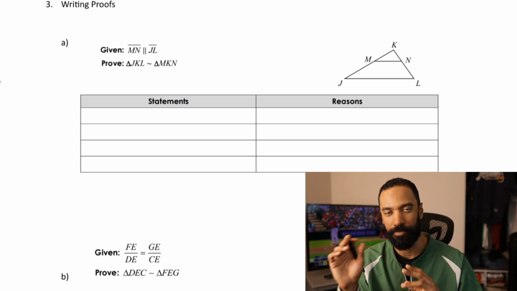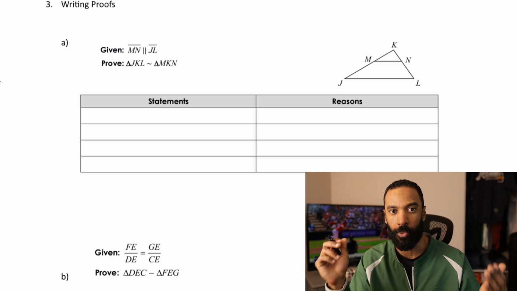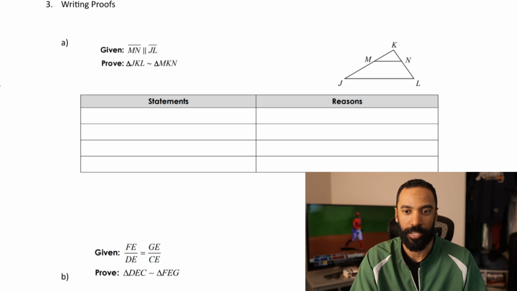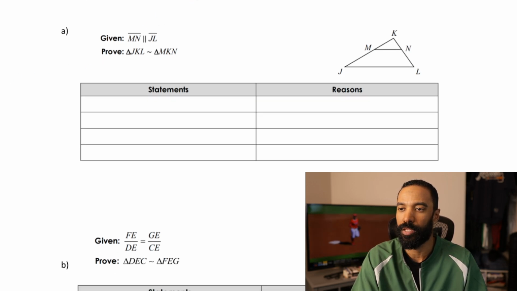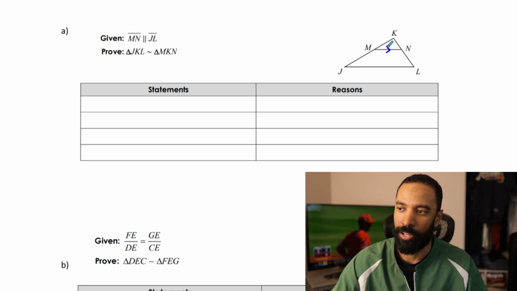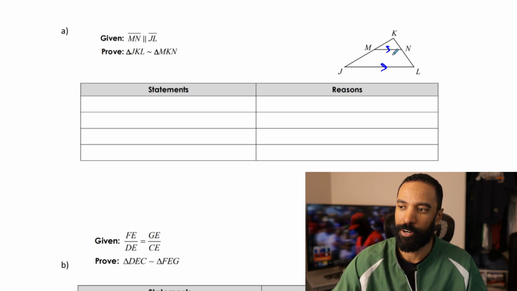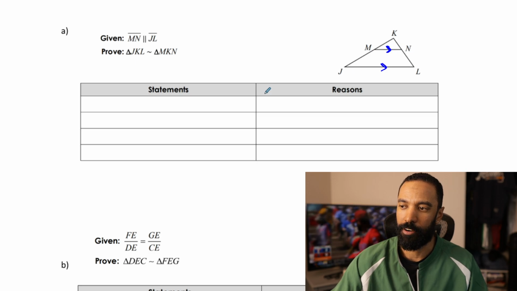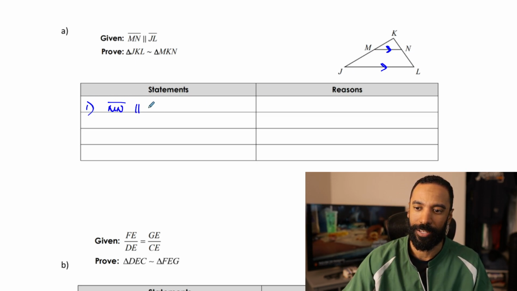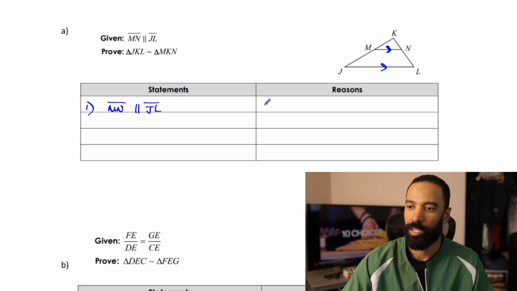Given no markings of numbers, I assume it'll be an angle one. And we know that it's true. They're saying prove it to me. So, MN is parallel to JL. I imagine that should also be our first statement, I'm drawing arrows here. Statement 1: segment MN is parallel to segment JL.